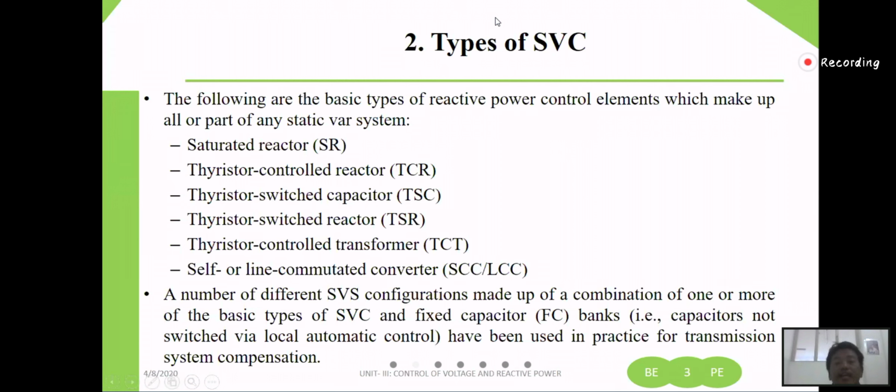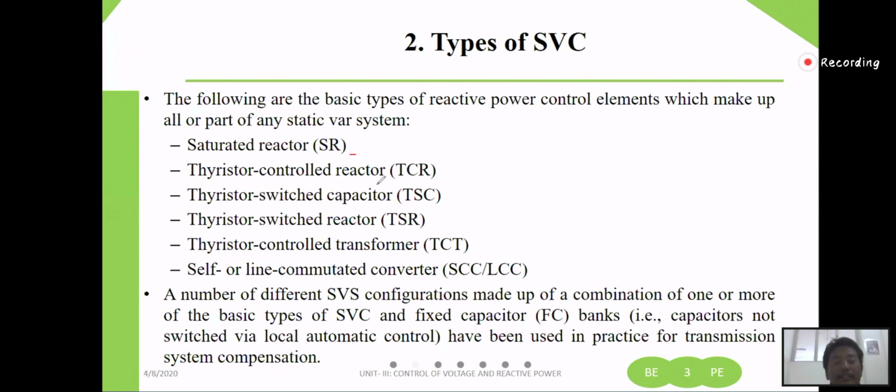Now there are different types of SPC. Basically, there are many types of SPC. Already you might have come across this in power electronics, like thyristor controlled reactor. Except for the reactor, you might have seen thyristor control and thyristor switch: thyristor switched reactor, thyristor controlled transformer. Here what it will do is, we have to use the thyristor, and then we can control the output of the reactor.